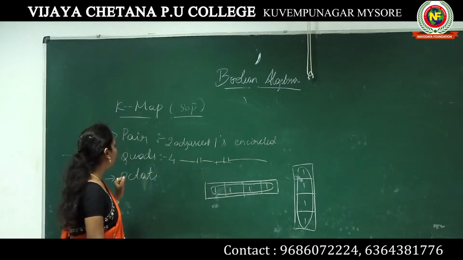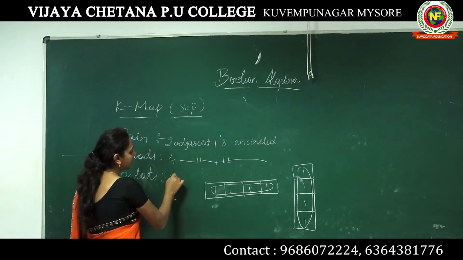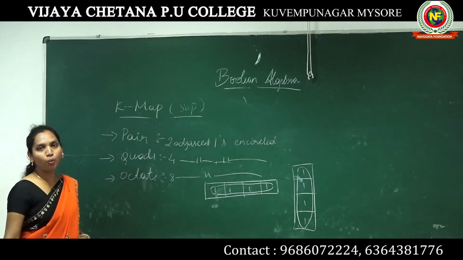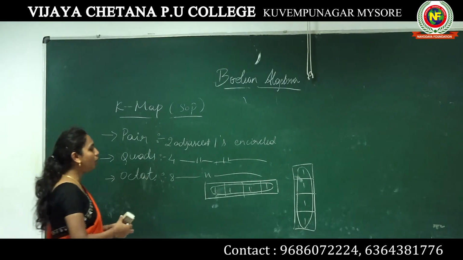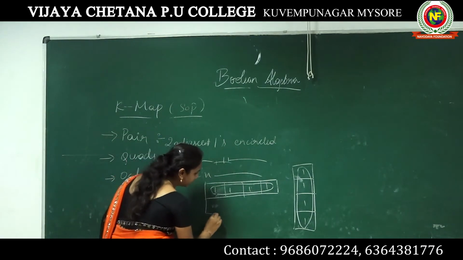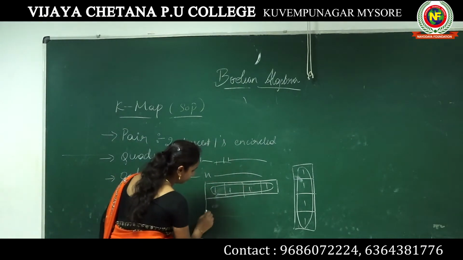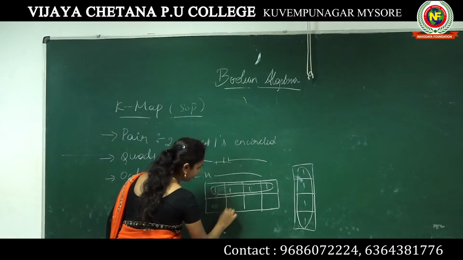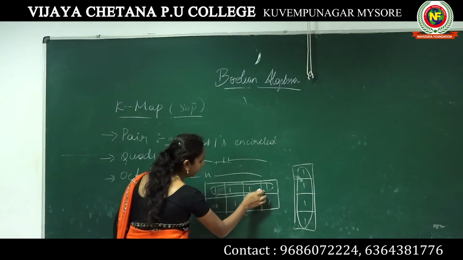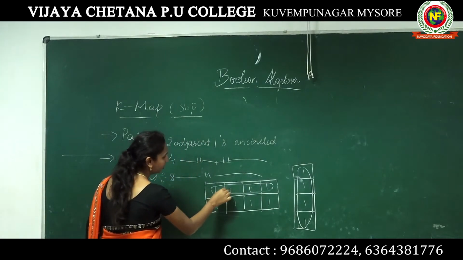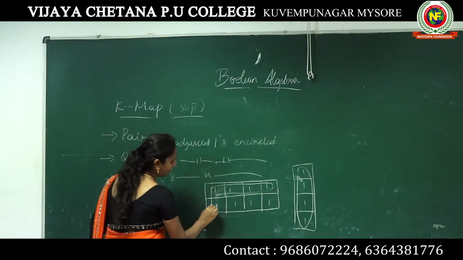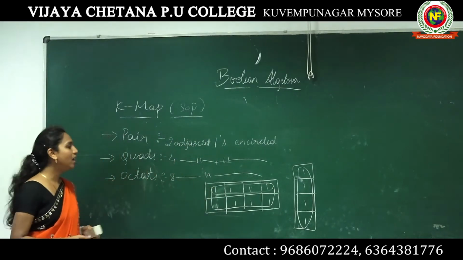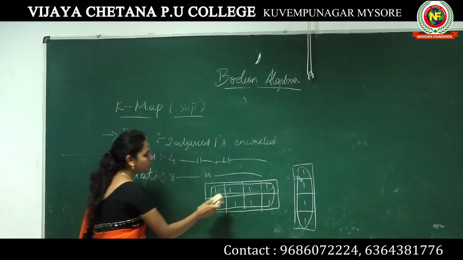Okay, next, an octet is 8. An octet is 8 adjacent ones encircled. So how is 8 represented? Consider here. See, there are 8 ones, it looks like this in a K-map. If you encircle all of these, this is an octet. This is an octet. Okay, so there is no line here.